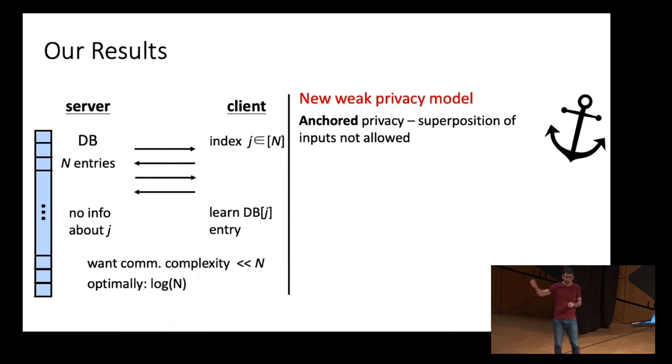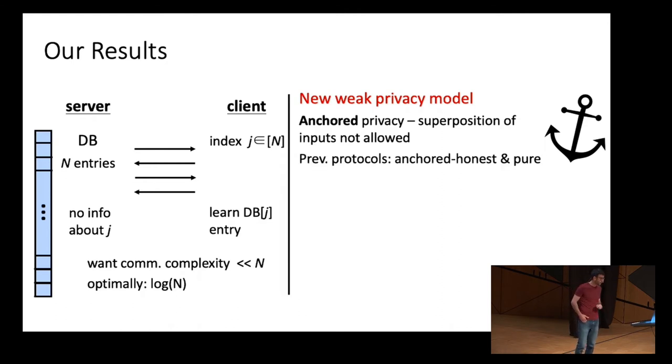So this is essentially the definition of the model. I'm going to talk about it a bit more in the next slide. And what we show is that the previous protocols, you can show that they're anchored honest and proof. So this anchored thing just essentially means that the input of the server must be classical. So you can sort of adapt it to the honest setting and also to the specious setting, and hopefully in the future for more settings.